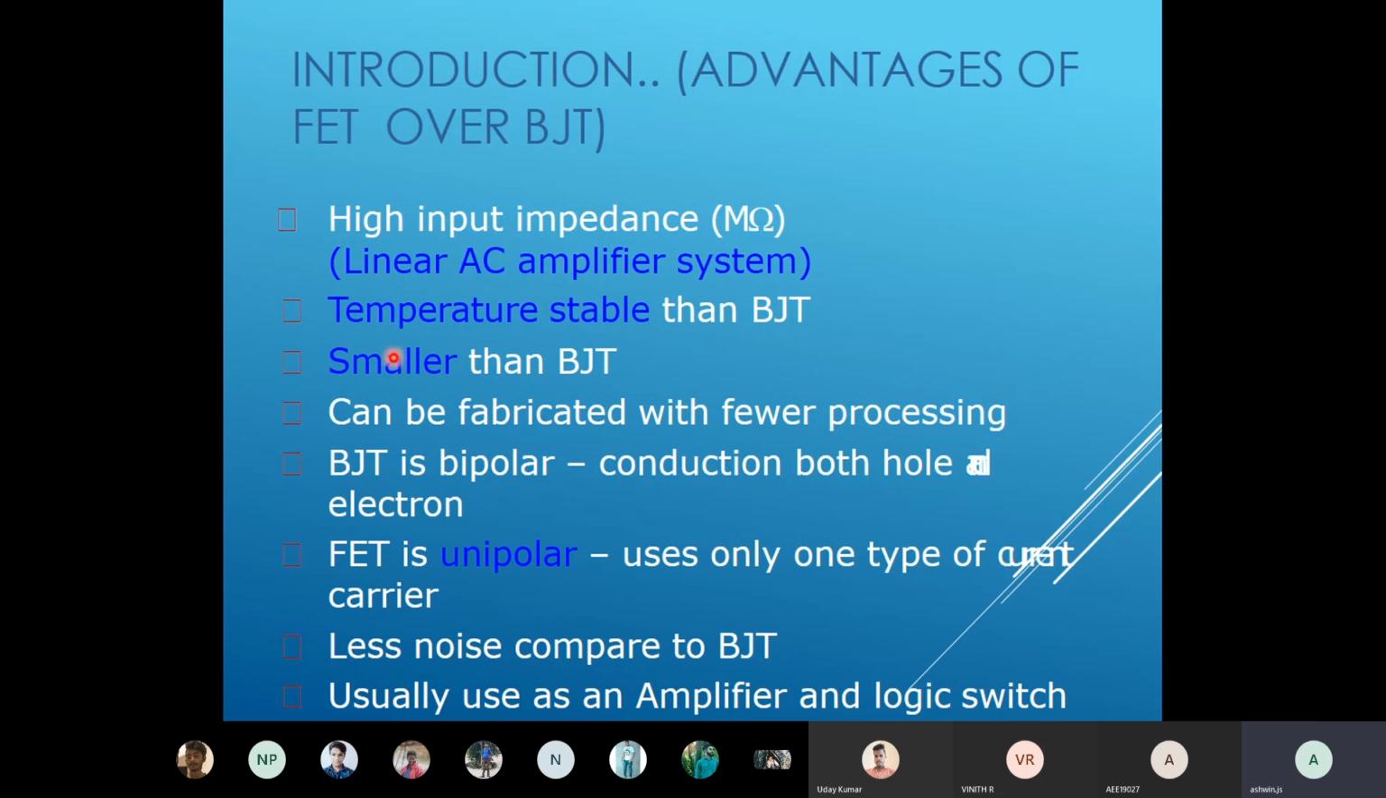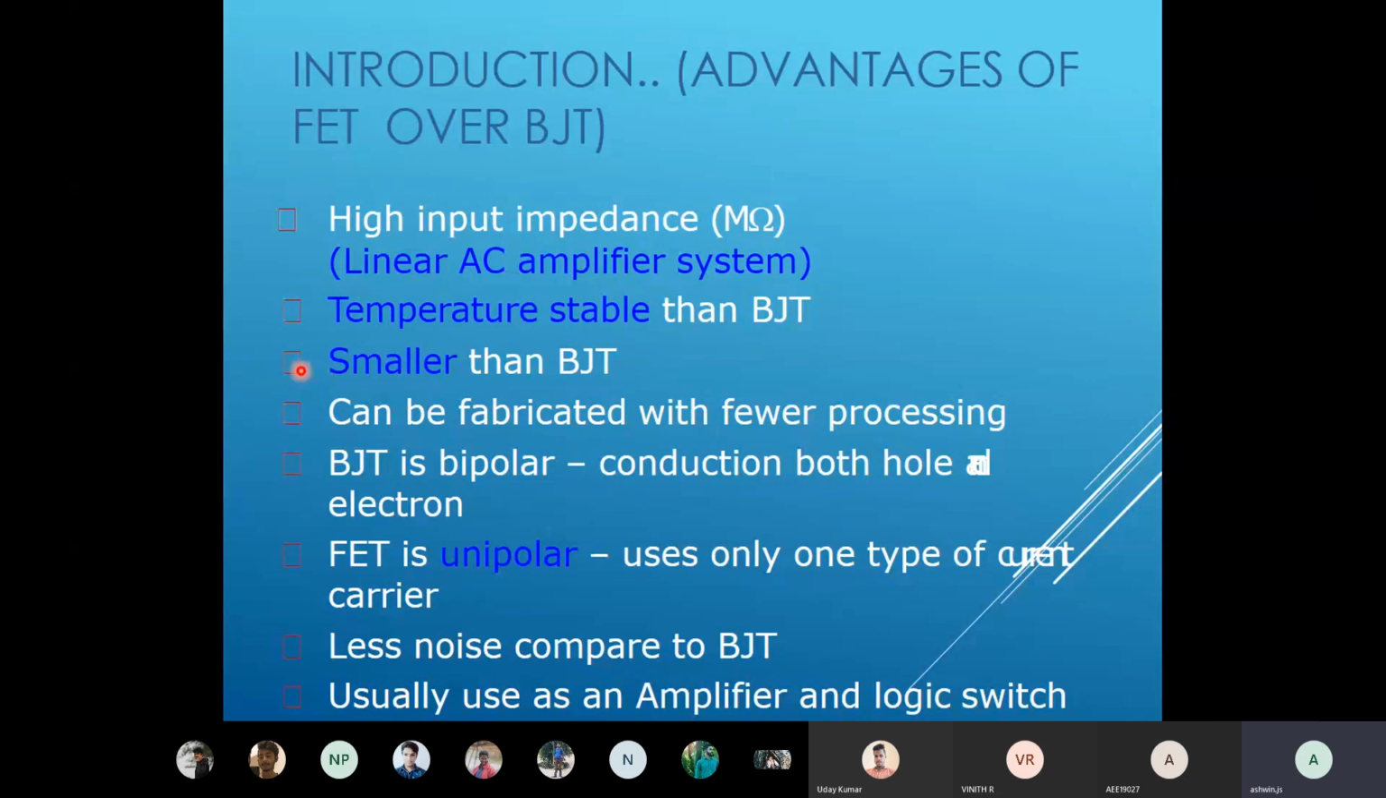Okay, and it is more temperature stable than a BJT. In a BJT, you know the temperature effect, we already studied in the PN junction diode. If there is a change in temperature, surely there will be a change in the current as well as the voltage. But in a FET, it is not affected. So a FET cannot be affected by temperature. That is the second advantage.